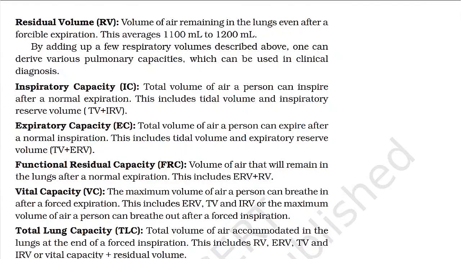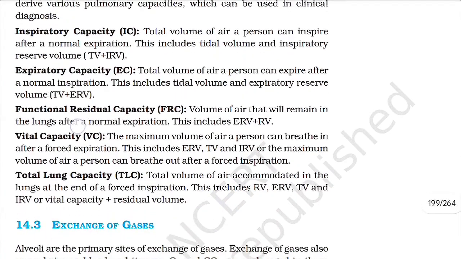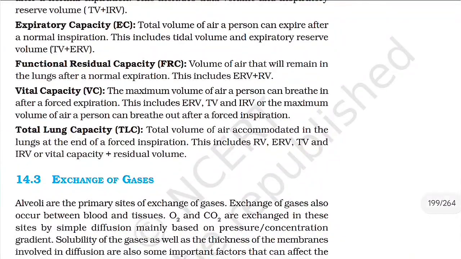Vital capacity, VC: the maximum volume of air a person can breathe in after a forced expiration. This includes ERV, TV, and IRV, or the maximum volume of air a person can breathe out after a forced inspiration. Total lung capacity, TLC: total volume of air accommodated in the lungs at the end of a forced inspiration. This includes RV, ERV, TV, and IRV, or vital capacity plus residual volume.